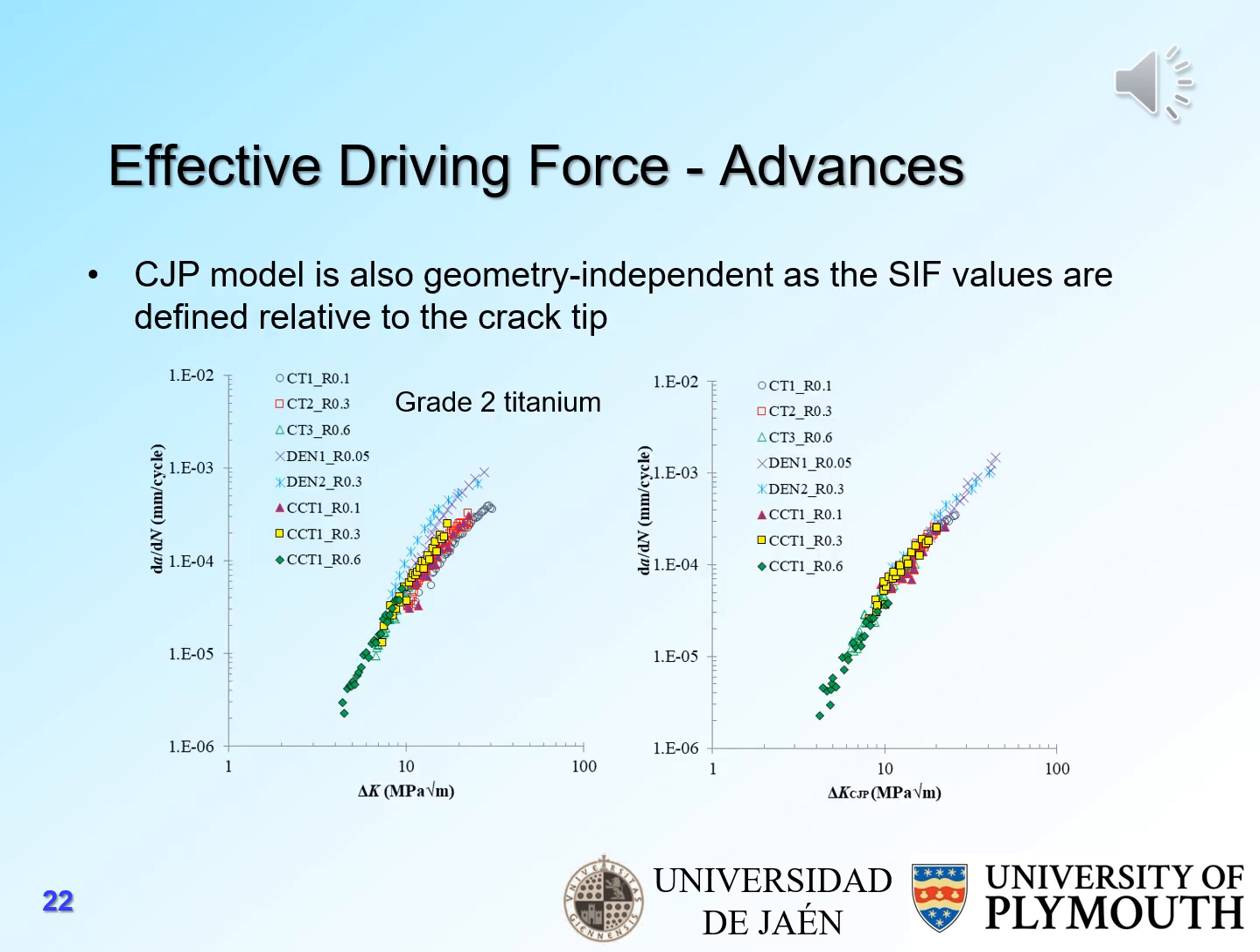To illustrate the CJP model's success in characterizing crack growth rates compared with Irwin and Paris, I present data here for grade 2 titanium, which regrettably doesn't have much of a mean stress effect, so there's very little stress ratio change in the crack growth rates. However, you can see that the data on the right, which is characterized using delta K CJP, is really well rationalized and correlates onto pretty much a single line, as against the data on the left, which uses delta K.